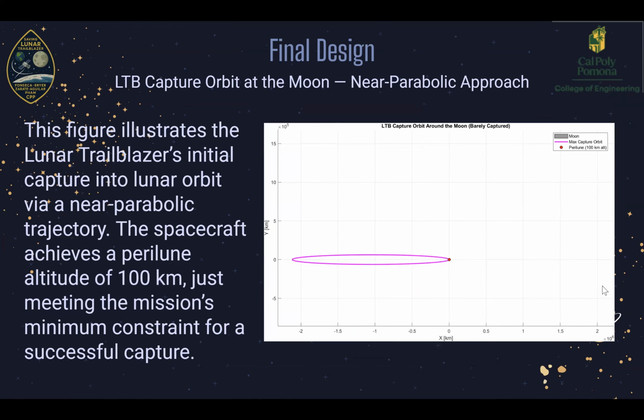This figure illustrates the Lunar Trailblazer's initial capture into lunar orbit via a near-parabolic trajectory. As mentioned previously, the spacecraft achieves a periapsis altitude of 100 kilometers, just meeting the mission's minimum constraint for a successful capture. Next slide, please.